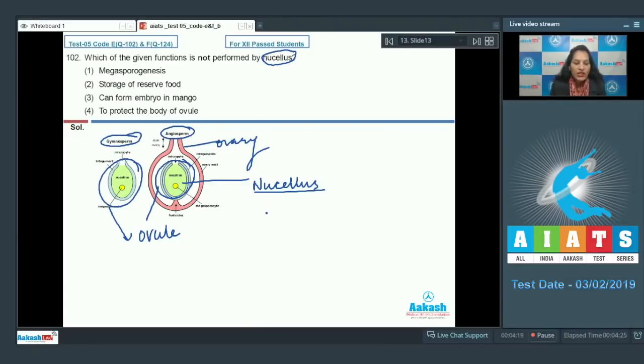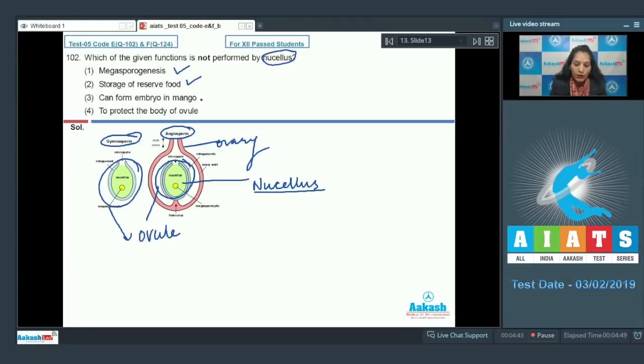And one of the cells of the nucellus can perform megasporogenesis, the formation of megaspore. So one of the cells of the nucellus undergoes some changes and behaves as megaspore mother cell, and after meiosis it forms the megaspores. So this is true. This is the function of nucellus. Second, storage of reserve food. Yes, the nucellus can store the reserve food. This is also true regarding nucellus.